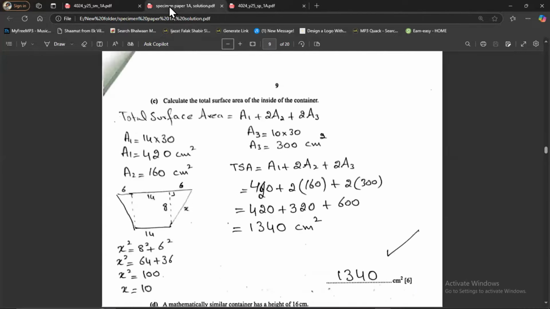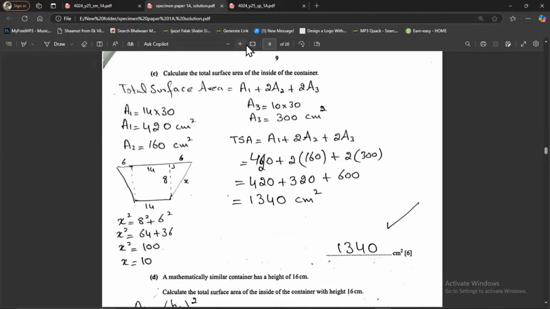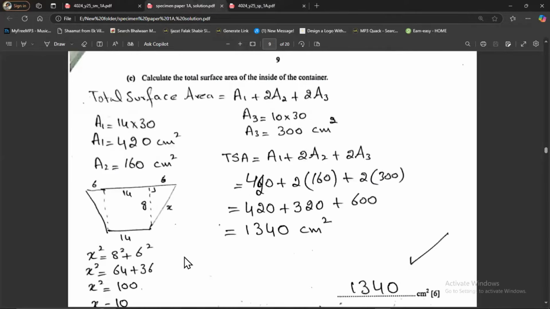So very simple. On your screen, I hope you can see the total surface area will be equal to area 1, which is the floor, plus 2 times area 2, which is the trapeziums, plus 2 times area 3, the other 2 walls. The floor is 14 multiplied by 30, a rectangle, length into width. That is 420 centimeter square. Area 2 is the trapezium, and there are two trapeziums. The area of the trapezium we have already calculated, that is 160.